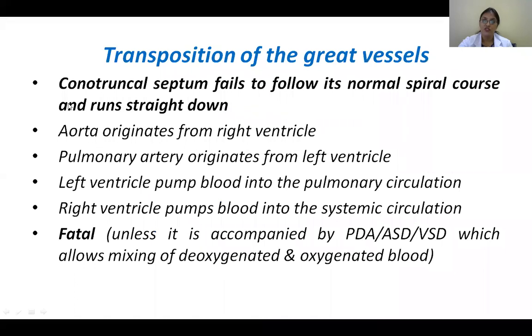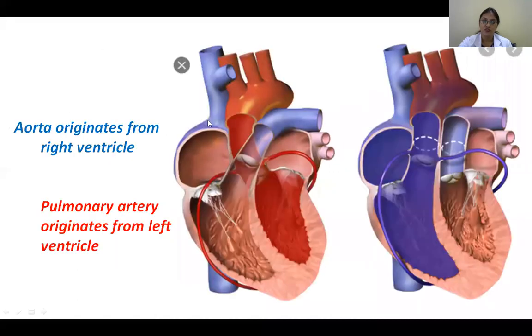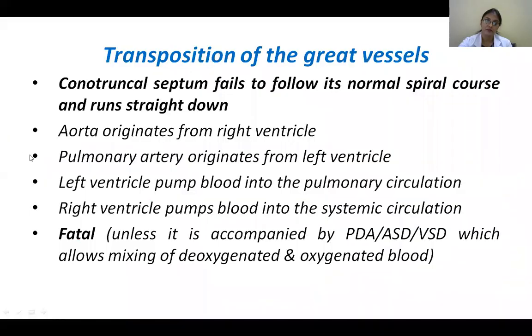Then coming to transposition of great vessels. Look at this. This is the aorta, this is the pulmonary trunk. The pulmonary trunk is coming from the left ventricle, and the aorta from the right ventricle. So the aorta originates from the right ventricle and the pulmonary artery from the left ventricle. The conotruncal septum fails to follow its normal spiral course and runs straight down.